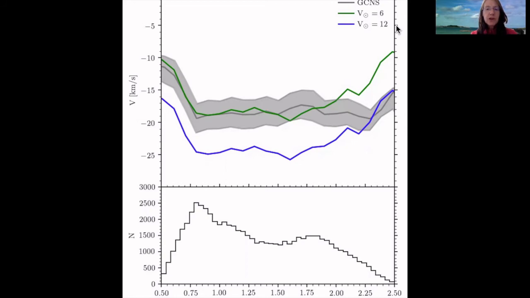Now we change the velocity of the sun in the simulation, and we obtain the green curve where the sun velocity is 6 kilometers per second. And now the simulation is well in agreement with the data. So it shows that we have to review the sun velocity with regard to the nearby stars, and the value of 6 kilometers per second is a much better fit than previously thought.